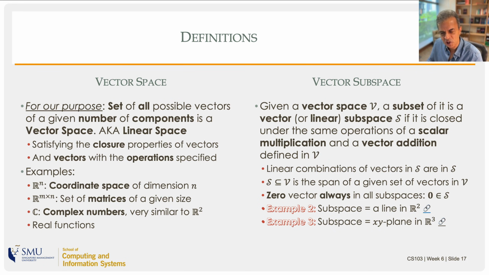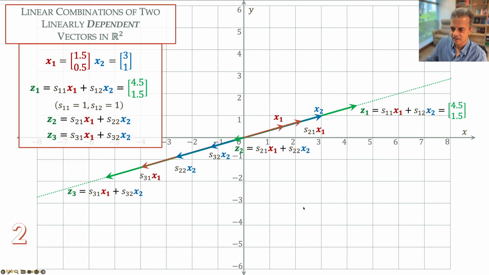We actually dealt with it already. Can you see where? In example 2, we had a line in R2. So here I had two vectors, x1 and x2, but one of them was kind of useless because it was just a multiple of the other one.